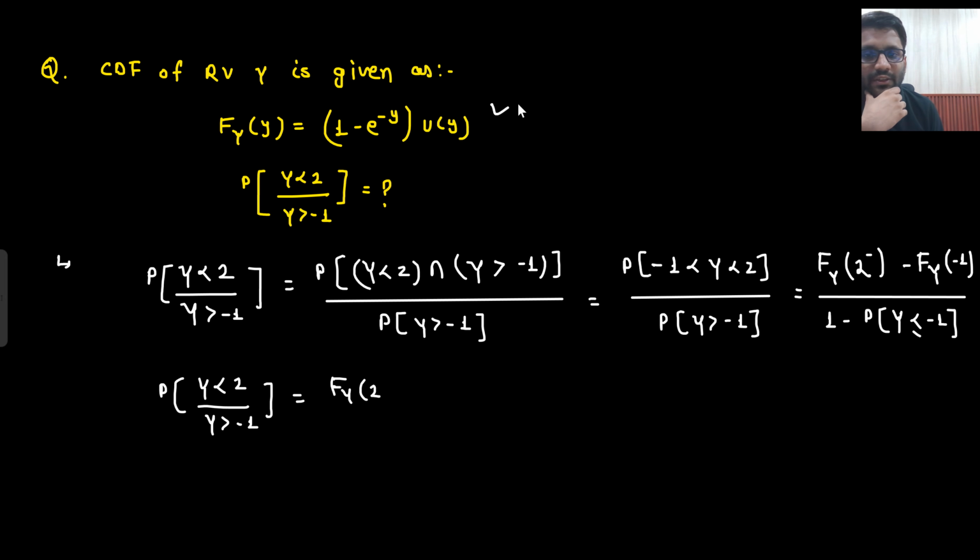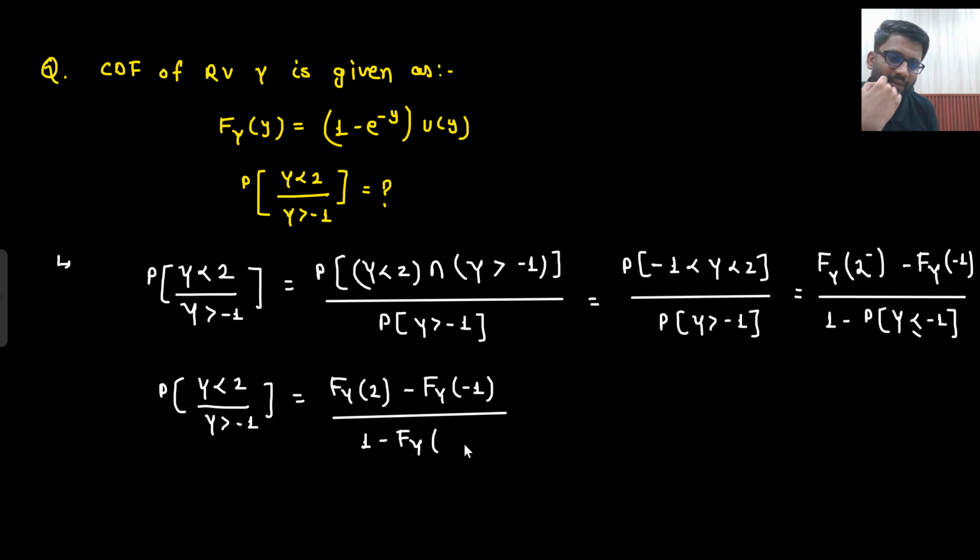Because this is continuous, no? You can see F_Y of y is continuous. This is a continuous graph. There is no staircase or anything like that. So in place of 2 minus I can only put 2, divided by F_Y of -1, divided by 1 minus F_Y of -1, right? All good. What is this? F_Y of -1. I am only interested in this particular value. You let me know what will be the value of F_Y of -1.